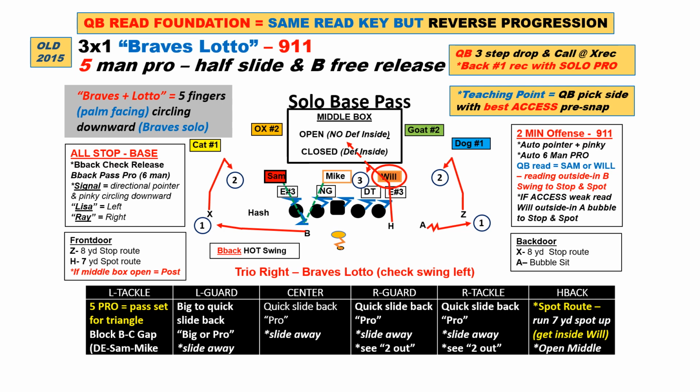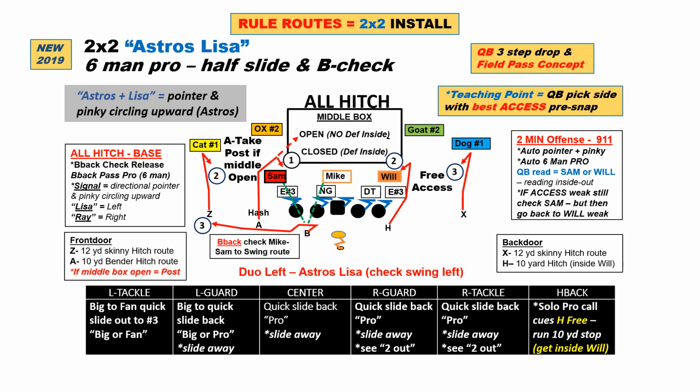Another thing we can do is just simply reverse the progression. You can see here 3x1 base pass, but we change to 5-man protection where we free release the back. And now same read key, but we're going to go ahead and read from shallow to outside in. Here's another example of rule routes now out of a 2x2 going towards the slot. Again, you can see everybody's locked into deep hitch routes with a swing by the back.